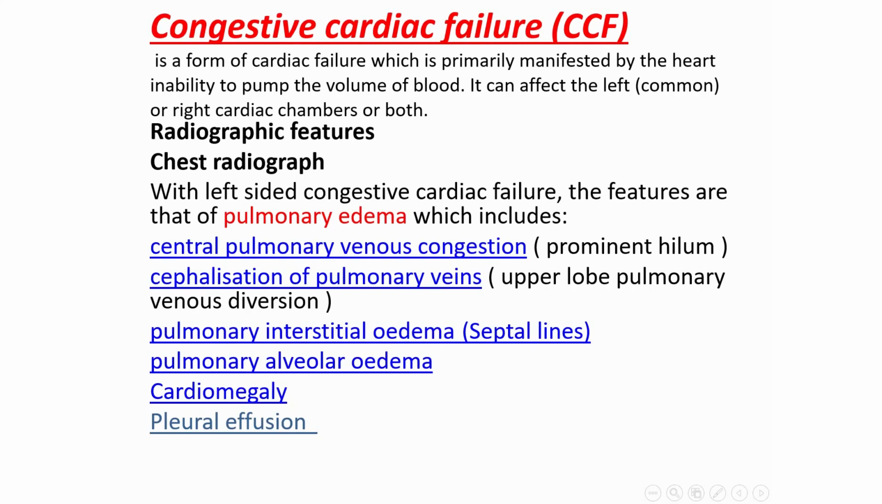The second cause of cardiomegaly is congestive heart failure. Congestive heart failure is either left or right heart failure or both. The most common is left-sided heart failure. This will present with features of pulmonary edema. What do I mean by pulmonary edema? In pulmonary edema, we see central pulmonary venous congestion, meaning a prominent hilum, prominent pulmonary veins, upper lobe pulmonary venous diversion, and pulmonary interstitial edema with septal lines, pulmonary alveolar edema, cardiomegaly, and pleural effusion.